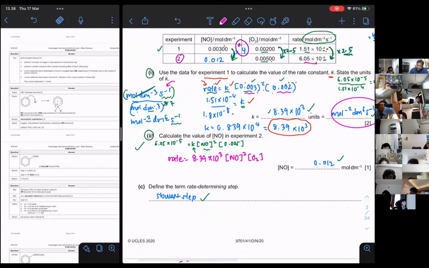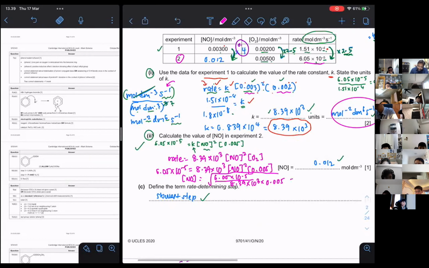So you just need to put in the value: 6.05 times 10 to the power negative 5 equals 8.39 times 10 to the power 3, times NO to the power of 2, then O2 is 0.005, okay. Now you can calculate K, which is going to be 6.05 times 10 to the power negative 5 divided by 8.39 times 10 to the power 3 times 0.005, then square root. Okay, I'm very sure you can get this answer.